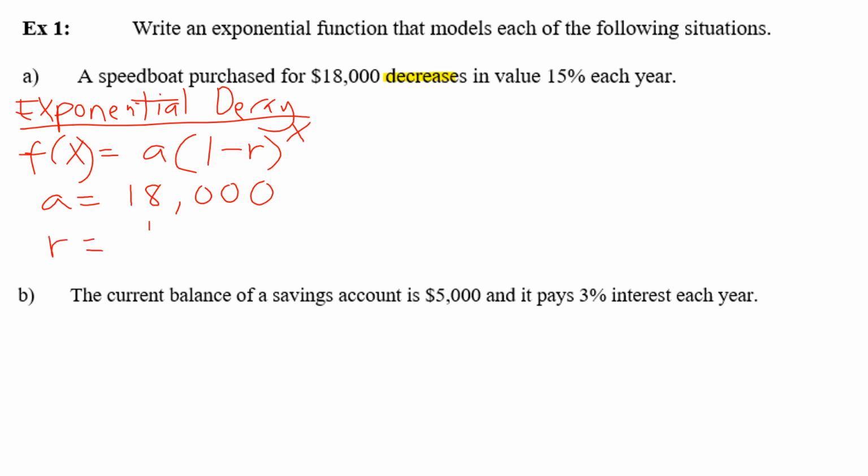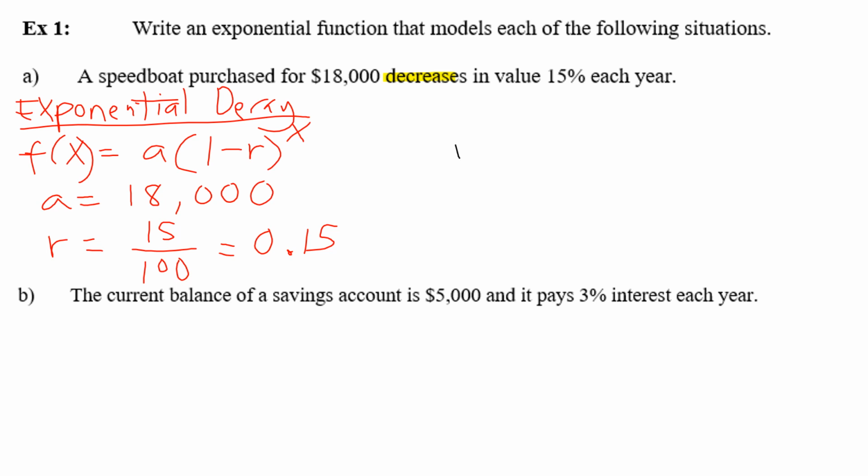But remember, we don't want it as a percentage. We want the decimal equivalent out of 100, so we divide it by 100, and it's going to give me 0.15. Now, x has something to do with time. They do mention year, but that's also how often it decreases every year. We would only put something in for x if it said something like, I want to know the value of the speedboat 4 years later. Okay, but since they don't tell us anything like that, we're just going to leave it as x.